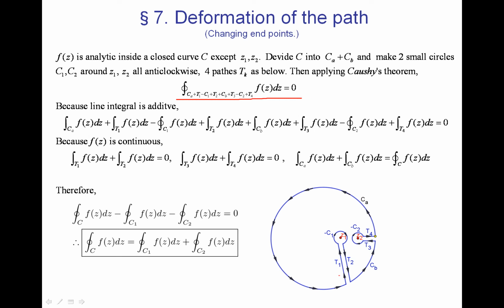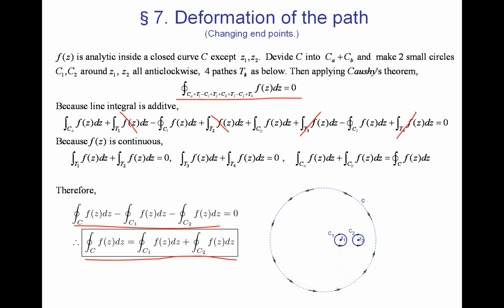But T1 and T2 are very close and in opposite directions. Integration along T1 and along T2 are cancelled. Also, T3 and T4 are cancelled. So the left hand side only remains these integrations. So we get this result: integration of f(z) along C equals integration of f(z) along C1 plus along C2, which means this integration along C1, C2 equals the integration along C.